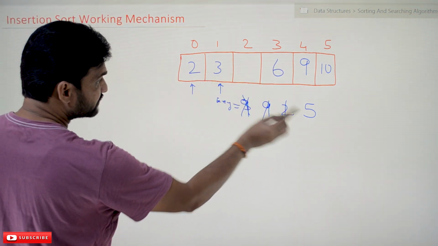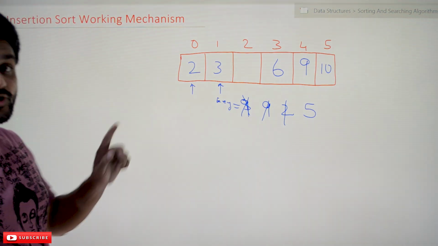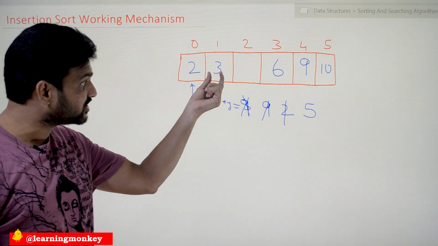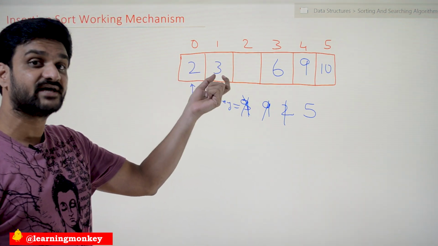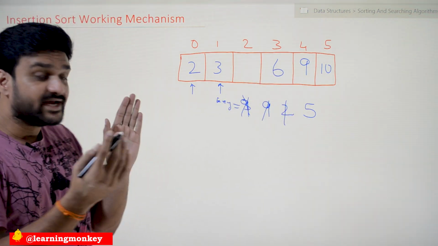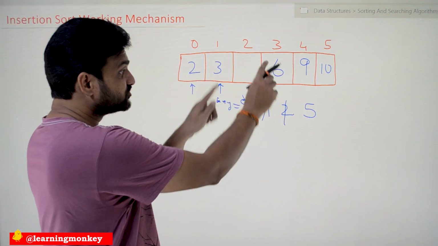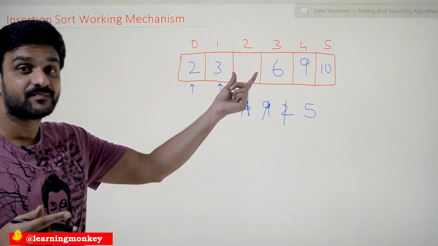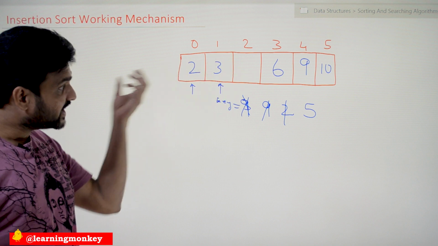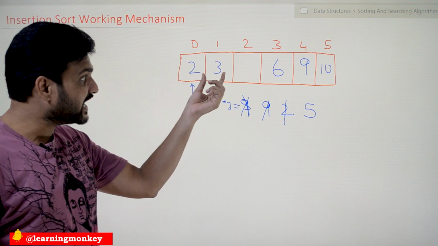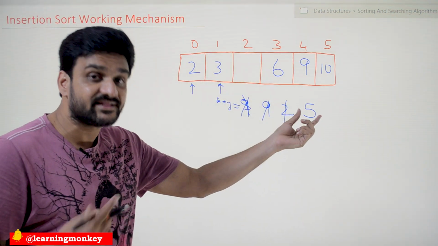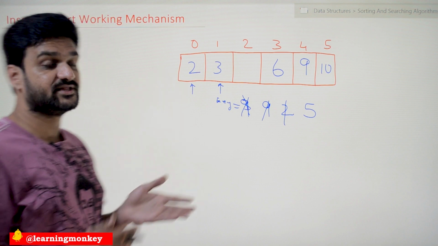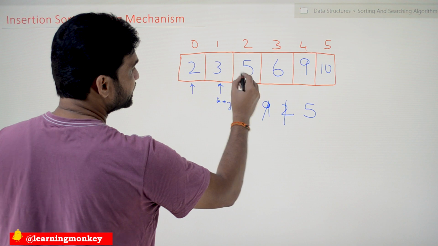Now 3 compared with 5, is 3 greater than 5? No. There are elements, but it has failed in a certain condition. The element in the hand is not greater than the key element. It means that it lies between these two elements. So this is the position where this 5 has to be inserted. The 2 conditions are, if there are no elements, okay. If the element in the hand is less than the key element, then it has to be placed in that position. It has to be inserted in that position. So now 5 will get inserted here.